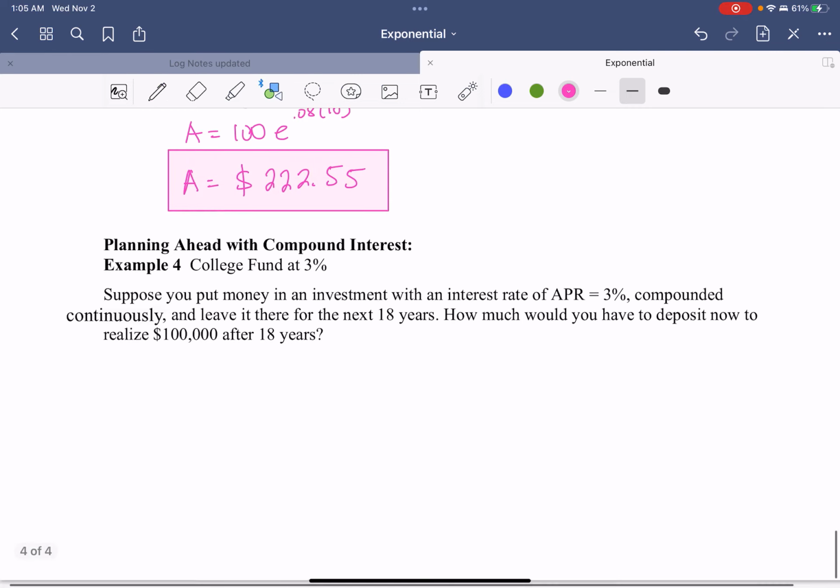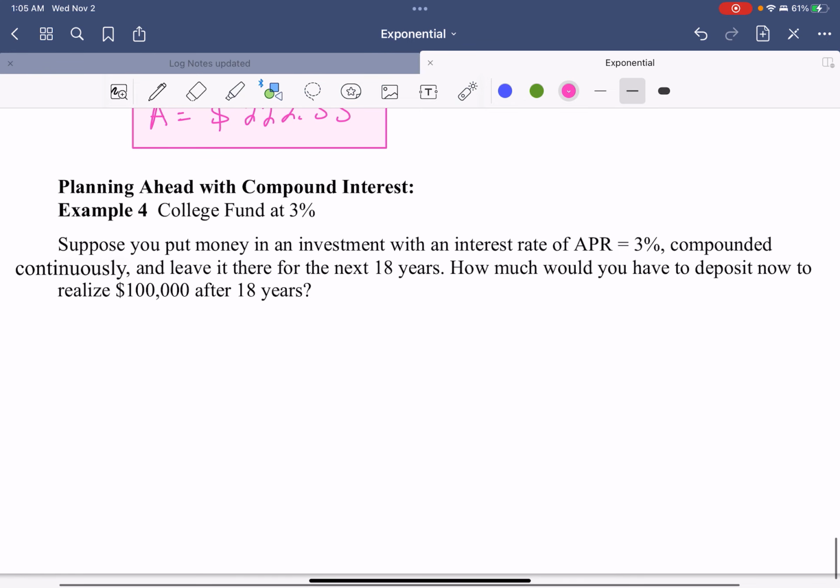Okay, last example. Suppose you put money in an investment with an interest rate of APR equals 3% compounded continuously and leave it there for the next 18 years. How much would you have to deposit now to realize $100,000 after 18 years?